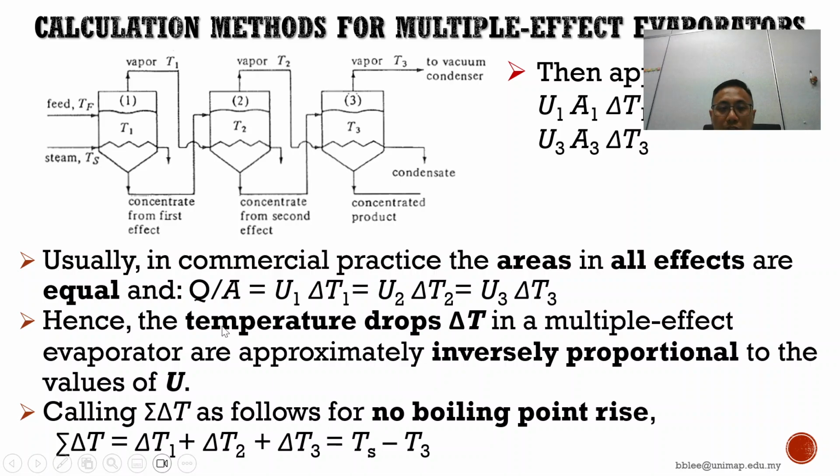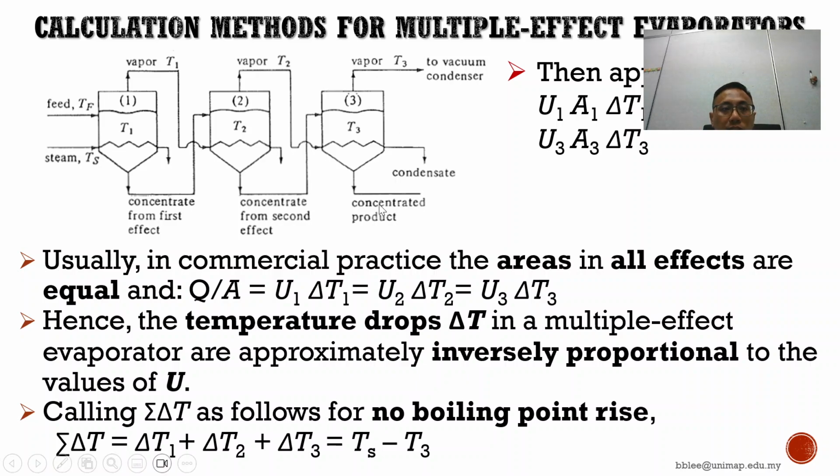If the U moves one way, the delta T will be inversely proportional, the opposite. So larger delta T, lower U, or lower U, larger delta T. Now consider the sum of the delta T in the three effects, the triple effects. The first effect delta T, second effect.